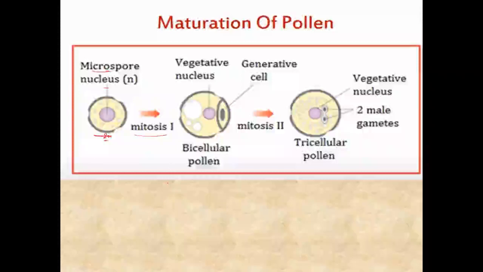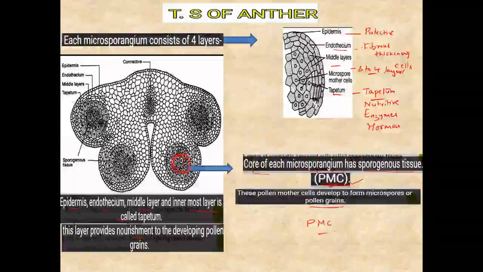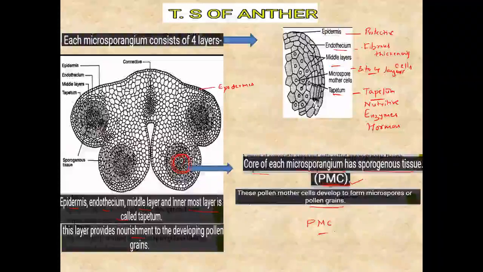Now the primary parietal cells give rise to the endothecium, middle layer, and tapetum. Coming back to this, the primary parietal cells will divide to form 3 to 4 layers. The outermost cell forms the epidermis, as in the previous structure. The archesporial initials divide to form the parietal cell and the inner sporogenous cell.